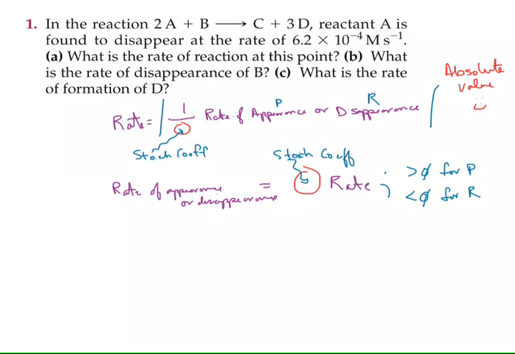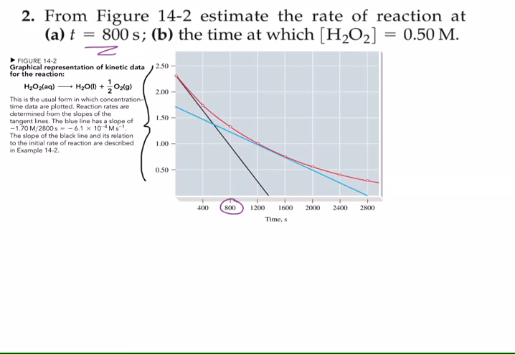But B is kind of like the same thing as the reaction rate, except for it being negative, because it's got a coefficient of 1. The next one, rate of formation of D. Now this one, looks like you're dealing with this figure.